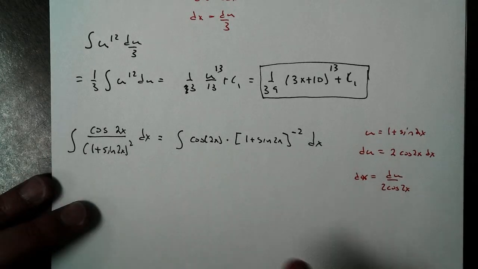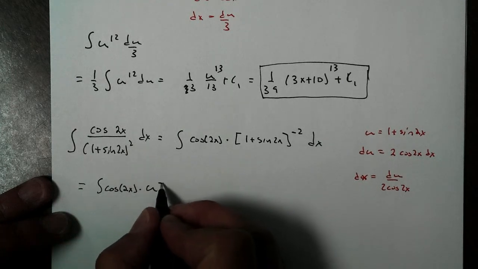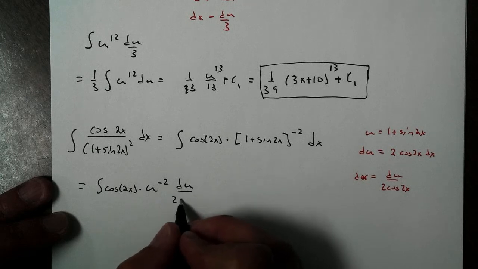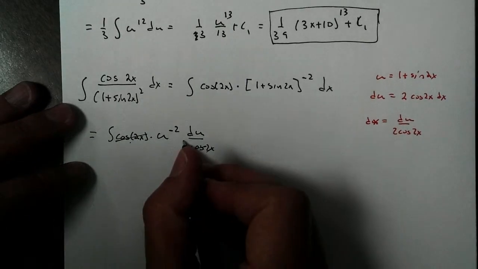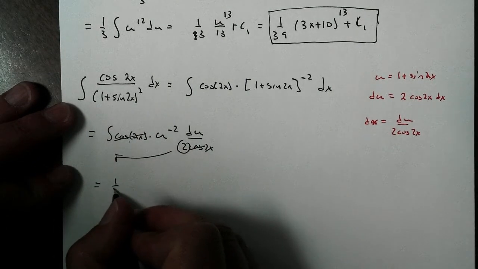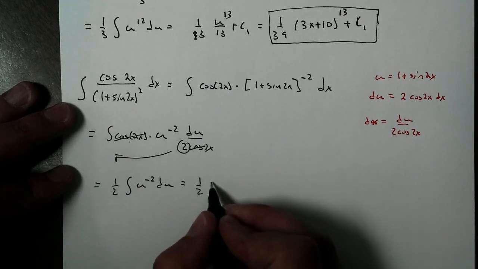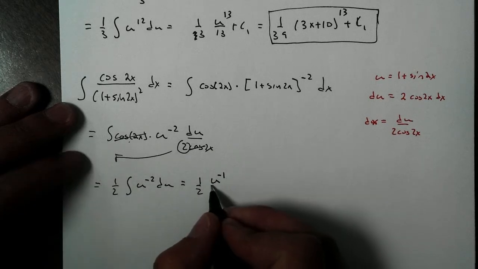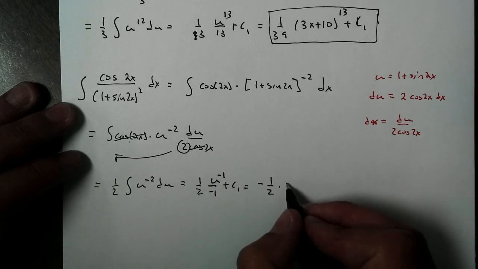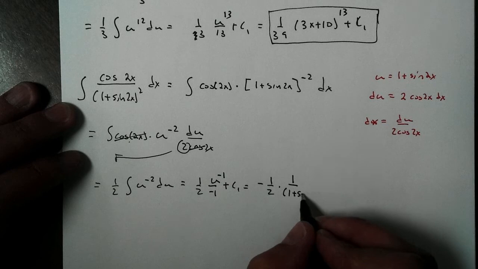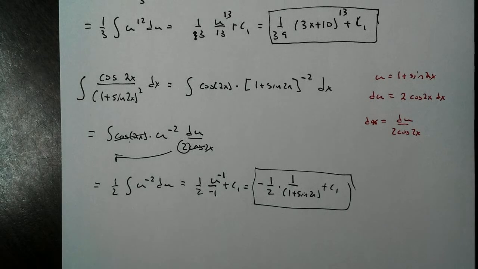Rewriting our integral now, we would get cosine 2x times u to the negative 2 du over 2 cosine 2x. Again, those cosine 2x's cancel like we said. The 1/2, I can factor that out. U to the negative 2 du. And I integrate: this becomes u to the negative 1, remember, we're adding 1, over negative 1 plus c1, or negative 1/2. I'm going to put this on bottom: 1 over 1 plus sine 2x plus c1. And there's our antiderivative. Whew, that got ugly.